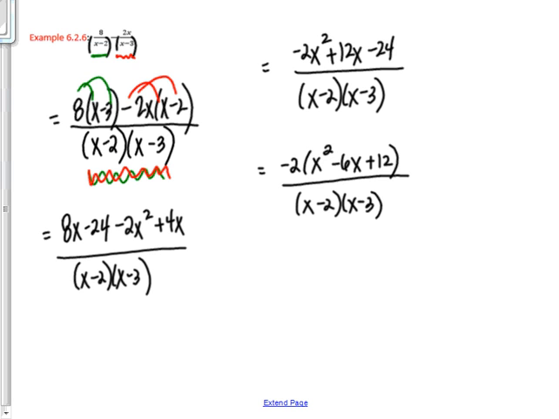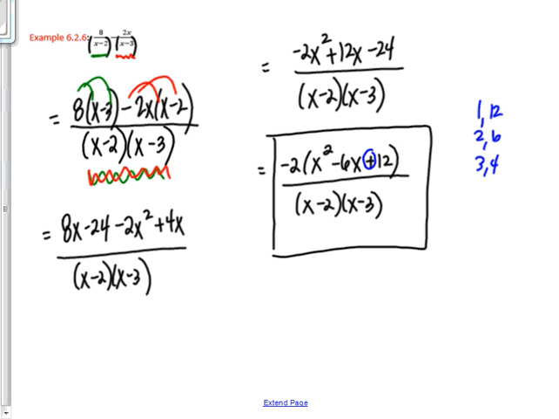Now let's see if I'm going to be able to factor that. Can you think of anything that multiplies to 12 and adds to 6? Well, 12 is 1 and 12, 2 and 6, 3 and 4. Any of those adding to 6? Nope. So stop right here.